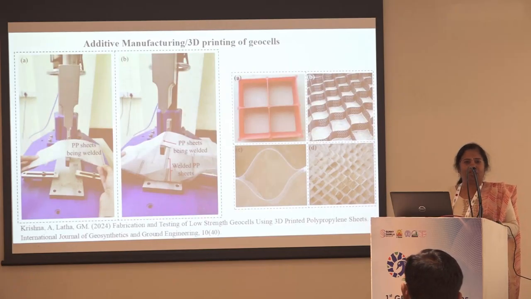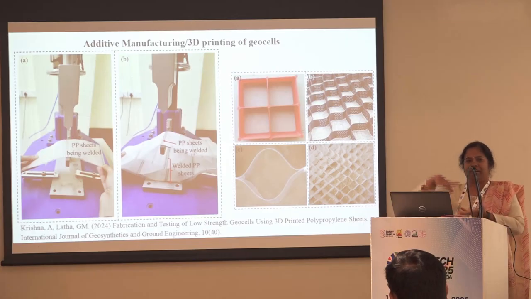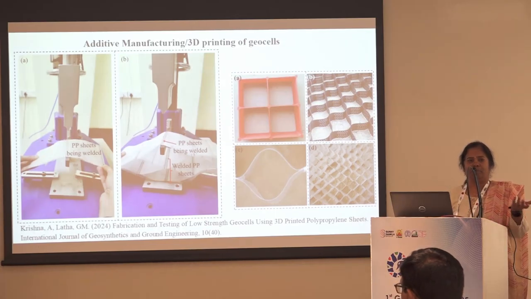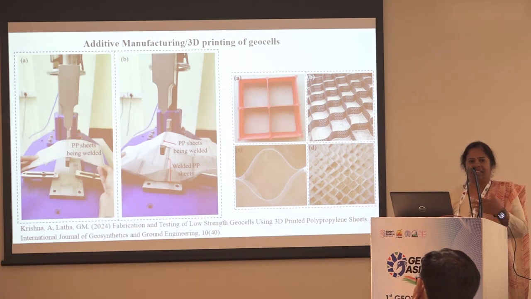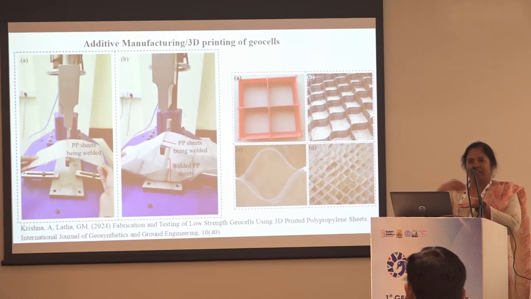And next, we also produced geocells using polypropylene. Initially, we were not sure how to 3D print these geocells because these are three-dimensional materials. We printed polymers, the polypropylene sheets. Then I bought an ultrasonic welding system. So in the conventional way, we were ultrasonically welding to make geocells.